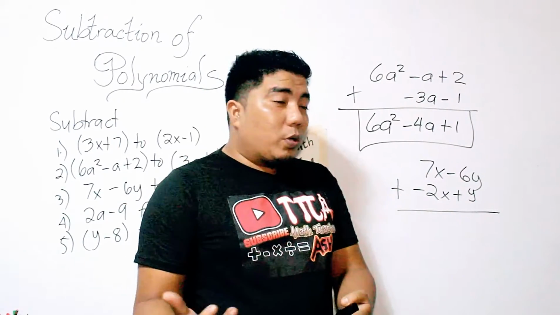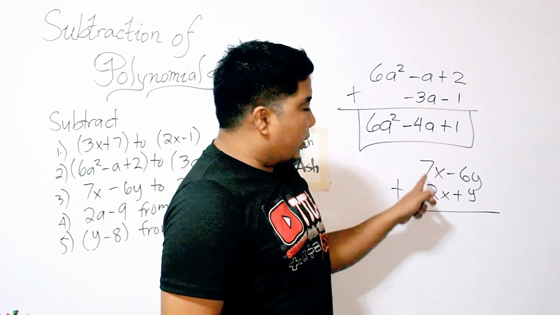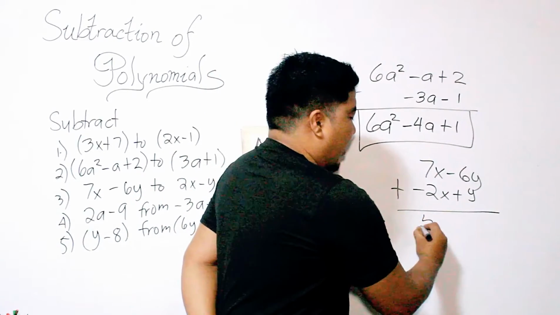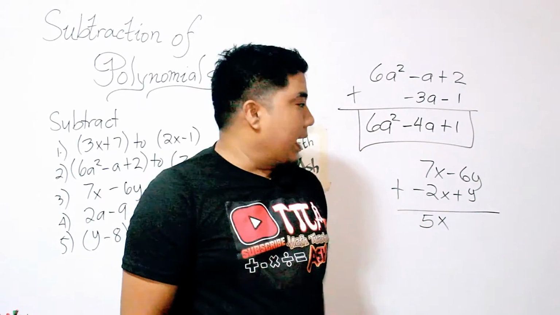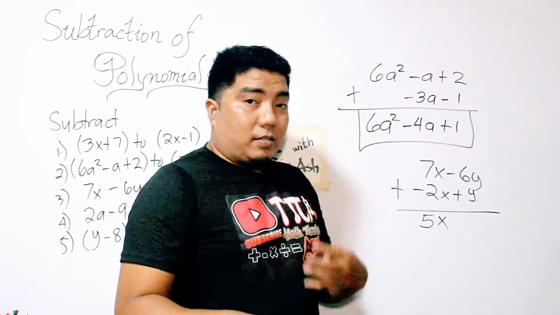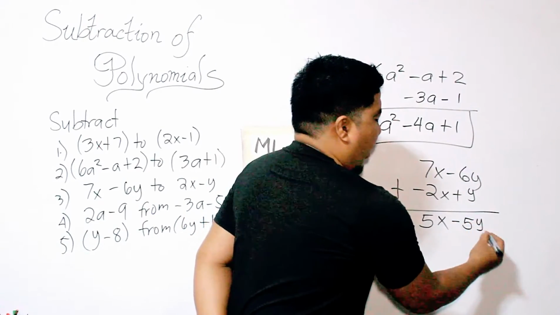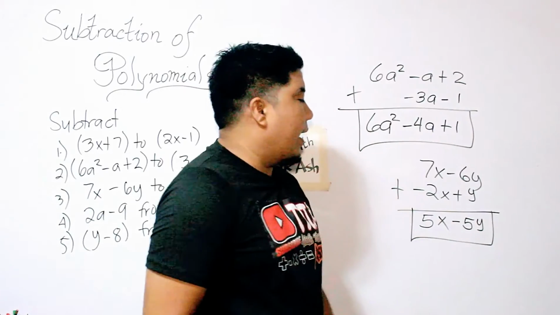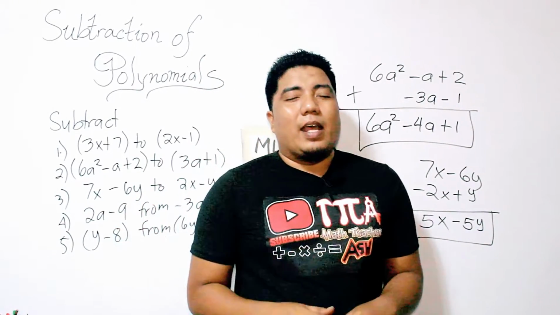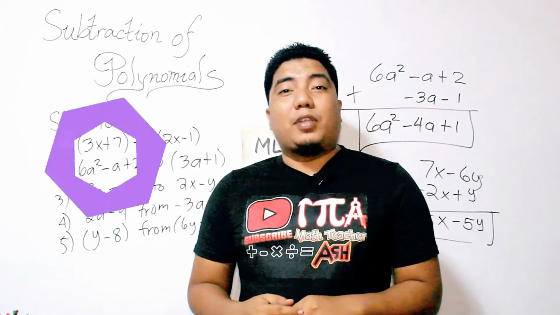So, what we will do is you just add them because we will proceed to addition. So, 7 plus negative 2, that will give you positive 5x. And then, negative 6y plus positive y, unlike signs, so that will give you negative 5y. And this is your final answer for this given question. Easy, right? And now, let us go to our last two questions with the use of the word from.